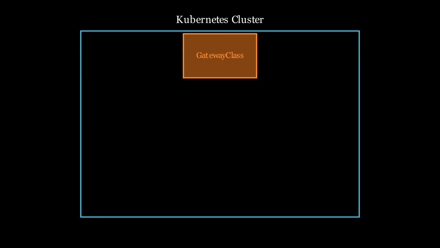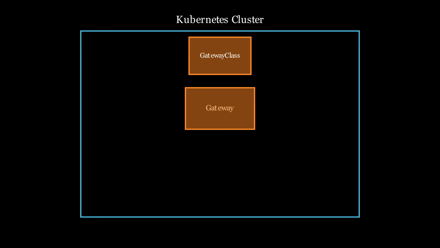The gateway class is a cluster-scoped resource that defines the configuration template. Controllers implement gateway classes to provide specific functionality like load balancers or service mesh gateways. The gateway is a namespaced resource that represents a load balancer running at the edge of the cluster. It implements the configuration specified in the gateway class and provides an actual load balancer or proxy for routing traffic.